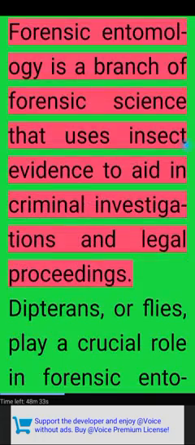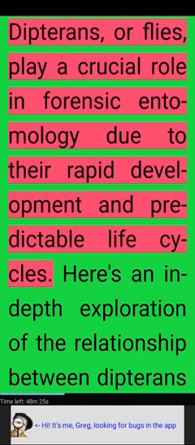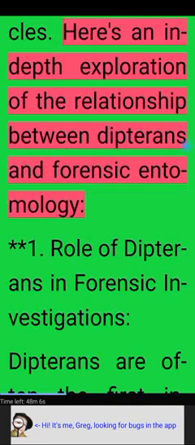Exploring the link. Forensic entomology is a branch of forensic science that uses insect evidence to aid in criminal investigations and legal proceedings. Dipterans, or flies, play a crucial role in forensic entomology due to their rapid development and predictable life cycles. Here's an in-depth exploration of the relationship between dipterans and forensic entomology.